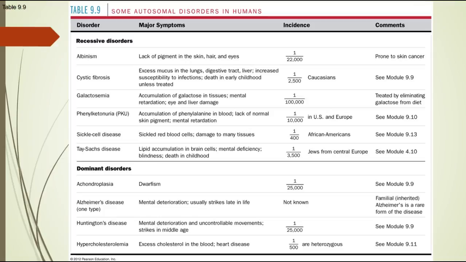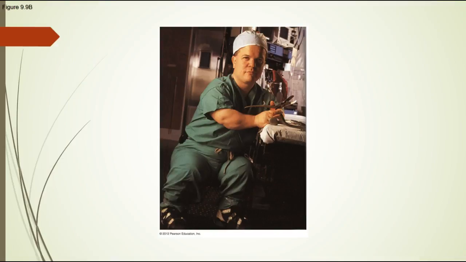We don't yet know what the incidence is in the population, but it is not generally very common at all. Here is an example. This doctor has achondroplasia, which is a type of dwarfism, and this doctor actually specializes in the treatment of bone disorders in people with achondroplasia.